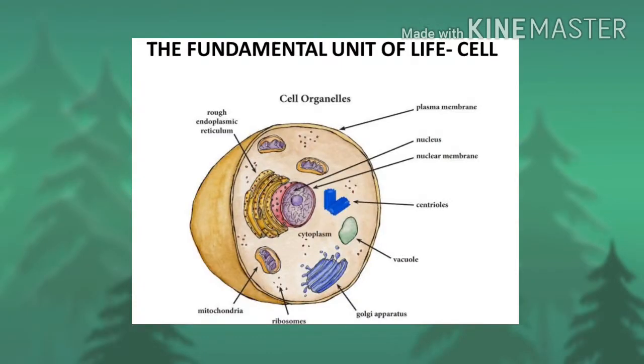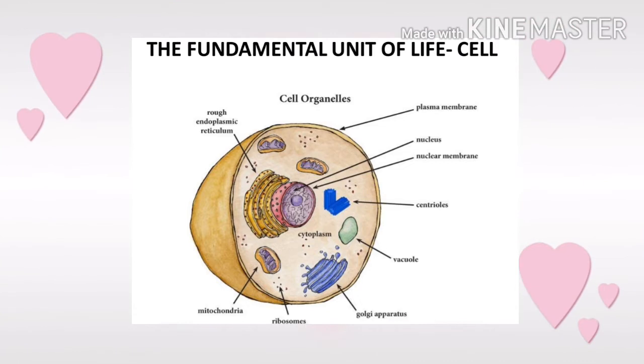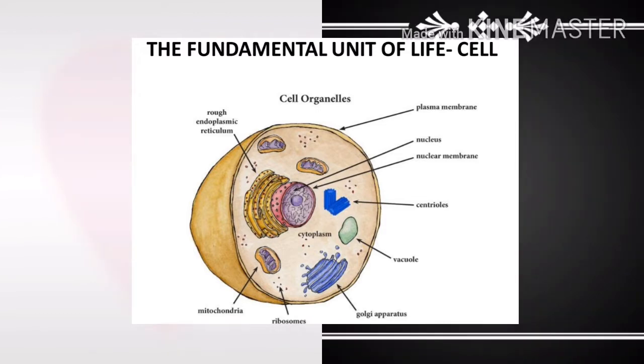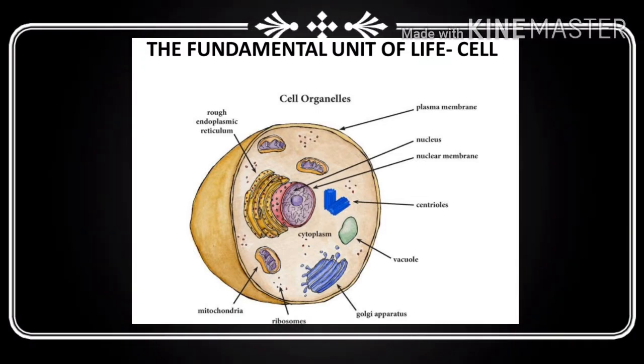Now let us discuss the basic fundamental unit of life, that is the cell. Now let us see the different types of cell organelles present in a cell. Plasma membrane, nucleus, nuclear membrane, centrioles, vacuole, Golgi apparatus, ribosomes, mitochondria, rough endoplasmic reticulum, and smooth endoplasmic reticulum are some of the most important cell organelles.